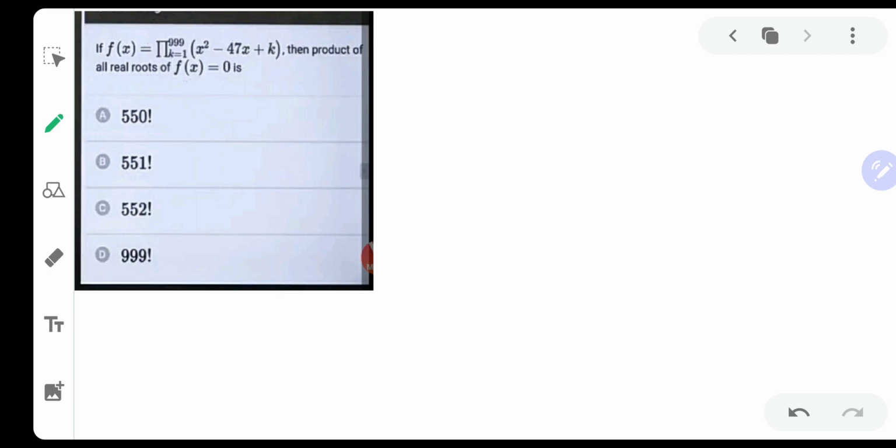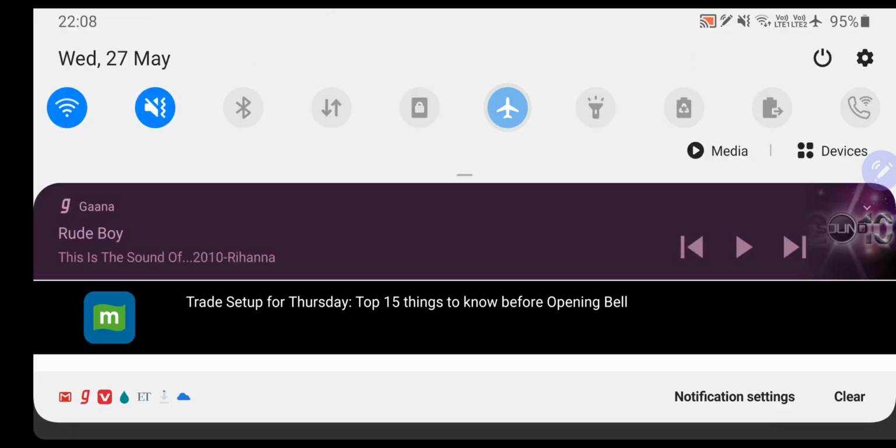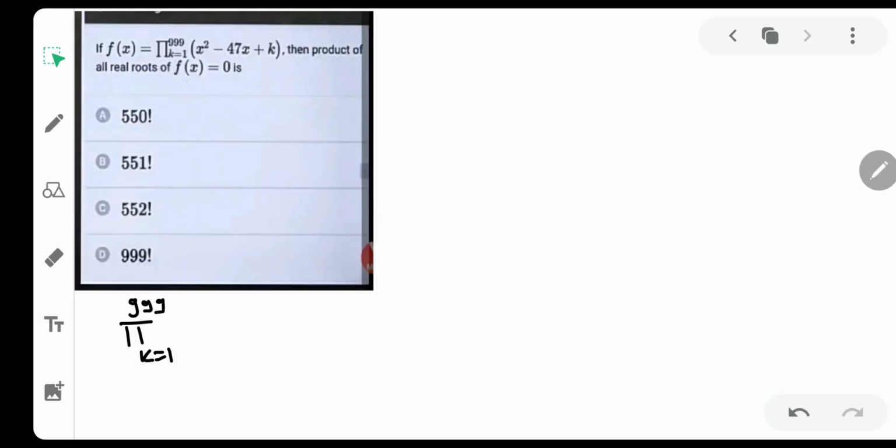The question is: pi from k equals 1 to 999, and the expression is x square minus 47x plus k. Okay, so this is the expression. Now pi means what? You put down the values of k and write multiplication between all the terms. Generally, if there is summation, we write plus. If pi is there, we write multiplication. That is the only difference.